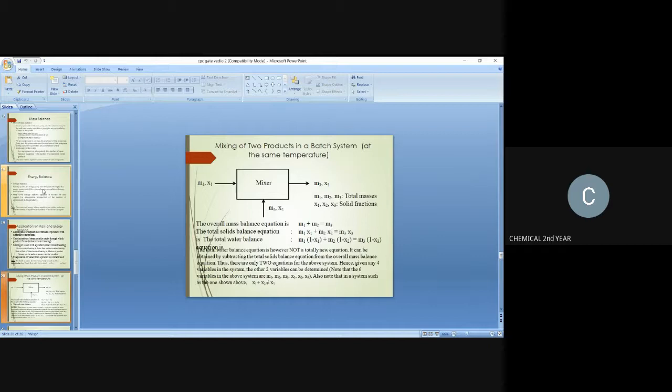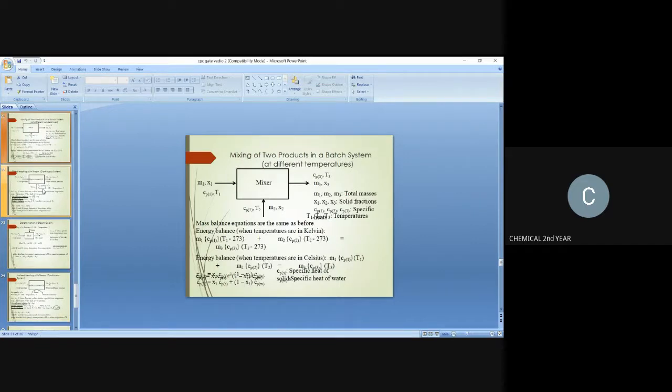Note that there are six variables in the above system: M1, M2, M3, X1, X2, X3. Also note that in a system such as the one shown above, X1 plus X2 is not equal to X3, that is, the mole fractions of the input will not be equal to the mole fractions of the output, but the total masses of the input will be equal to the total masses of the output.